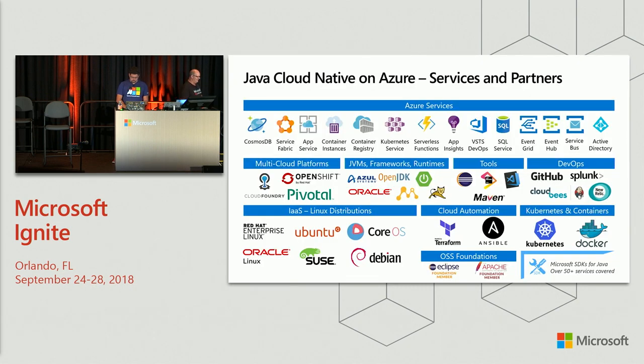So what have we got to offer Java Cloud Native developers? This is basically our eye chart. Cosmos DB has a MongoDB backend, if you're using MongoDB. We have Service Fabric, as I mentioned before. It's a cloud-native architecture platform where you can run your applications. We have Kubernetes, of course.